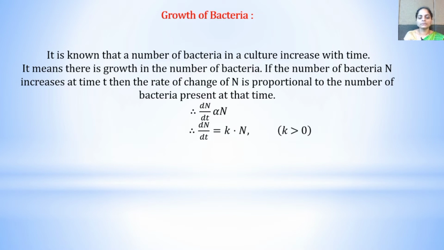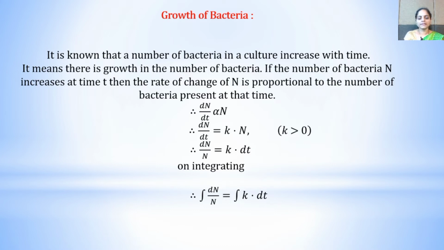Now we convert this differential equation into variable separable form. We take the terms of n on the LHS and the terms of t on the RHS. So it becomes dn by n is equal to k into dt. To find the solution of this variable separable form, we take integration on both sides. On integrating, we get integration of dn by n is equal to integration of k into dt.